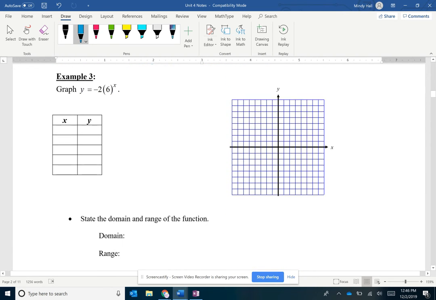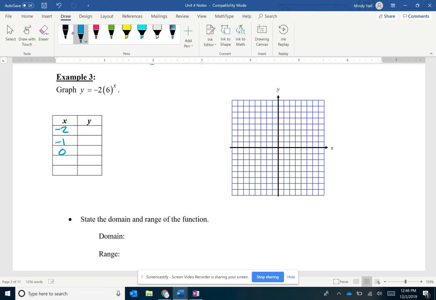So if we wanted to graph negative 2 times 6 to the x, we are still using the same domain: negative 2, negative 1, 0, 1, and 2. And we're still plugging it in. Negative 2 times 6 to the negative 2 power, negative 2 times 6 to the negative 1, negative 2 times 6 to the 0, negative 2 times 6 to the first, and negative 2 times 6 squared. So remember order of operations. When we have 6 to the negative 2, that would be like 1 over 6 squared, which is 36, which would give us negative 2 over 36, which simplifies to negative 1/18.